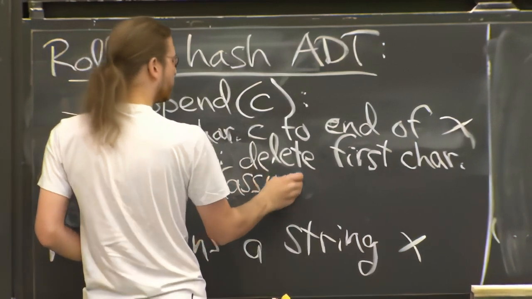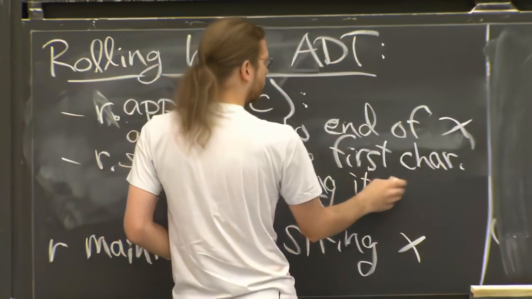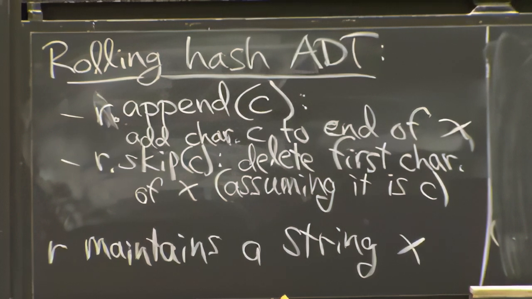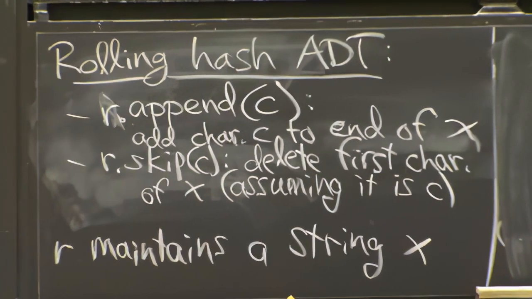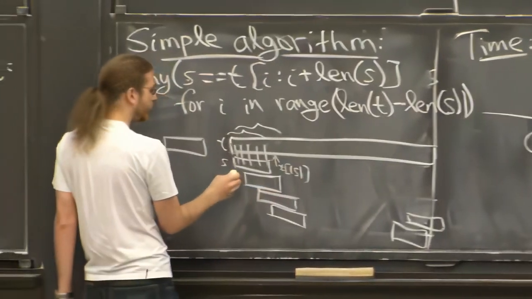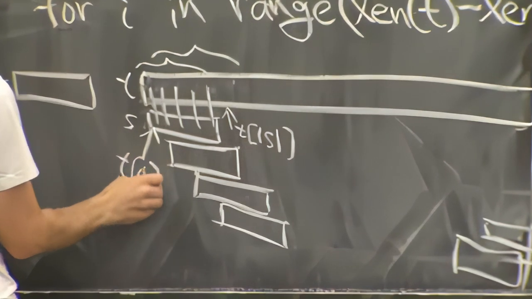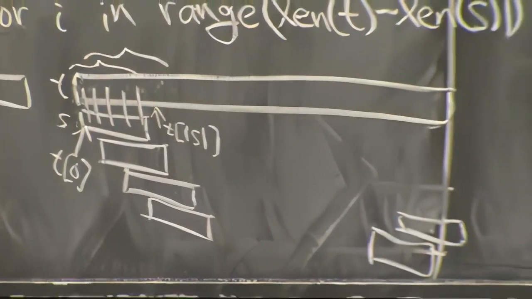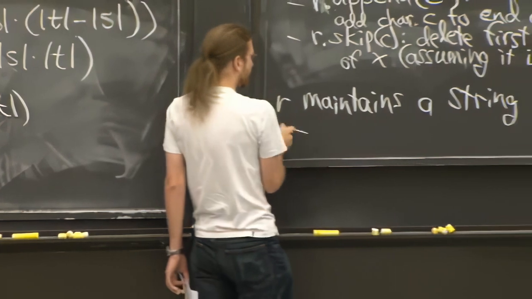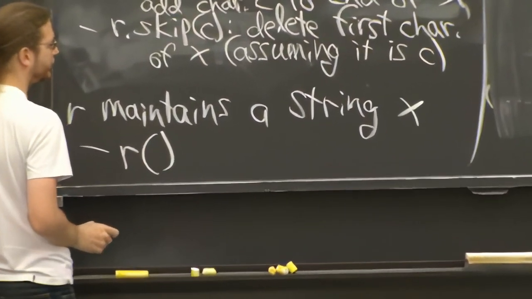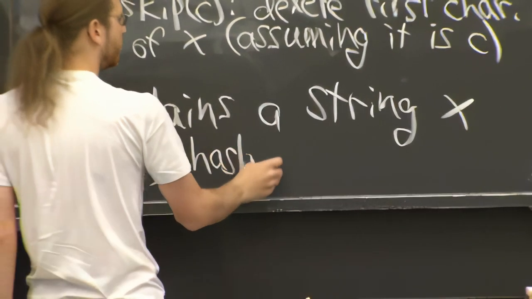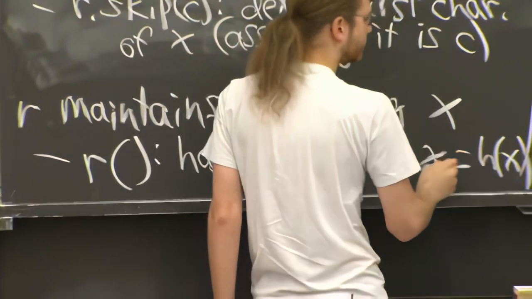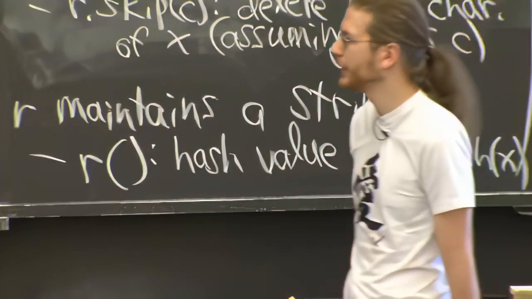And assuming it's c. So we can do this because over here, what we want to do is add this character, which is like t of length of s. And we want to delete this character from the front, which is t of 0. Then we will get the next string. And at all times, what's the point of this r? You can say r of open paren, close paren. This will give you a hash value of the current string. So this is basically h of x for some hash function h, some reasonable hash function.